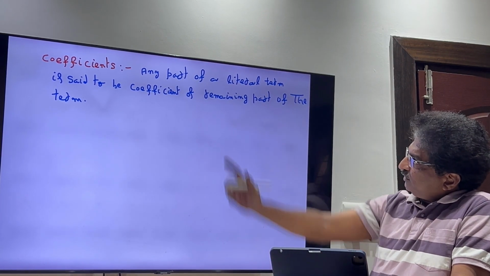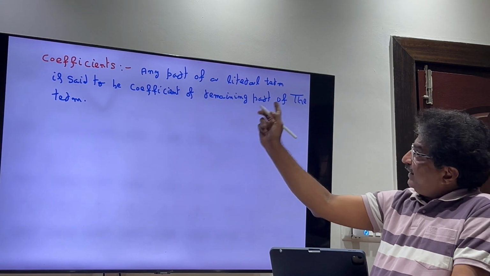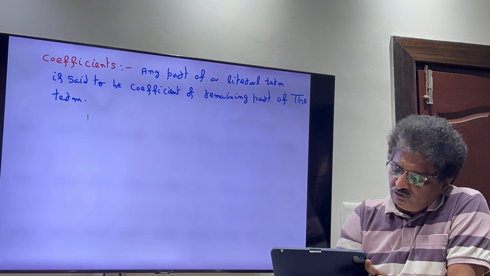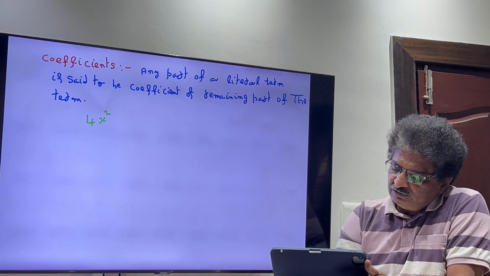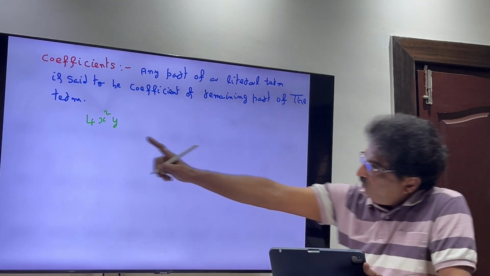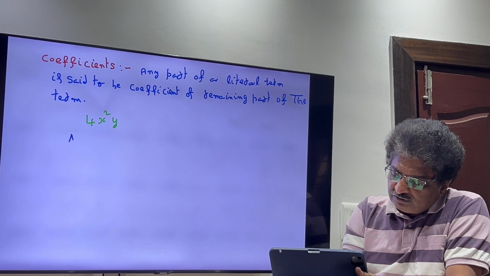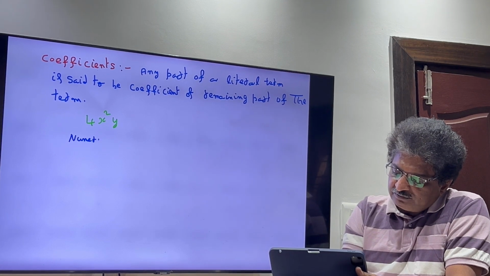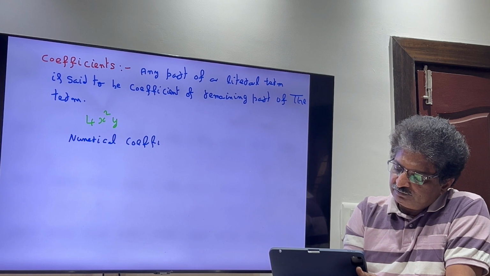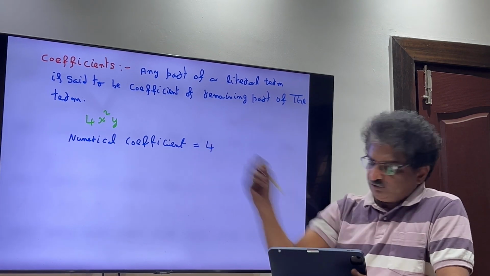What is the meaning of coefficient? Any part of a literal term is said to be the coefficient of the remaining part of the term. For example, take 4x square y. Here 4 is said to be the numerical coefficient. What is the numerical coefficient in this one? Numerical coefficient equal to 4.